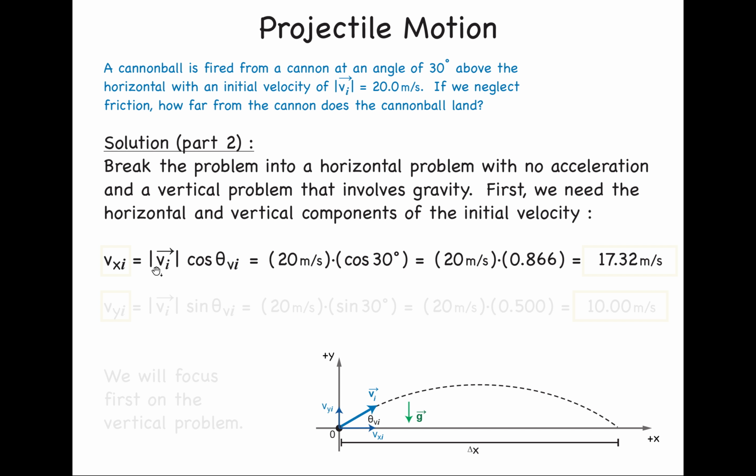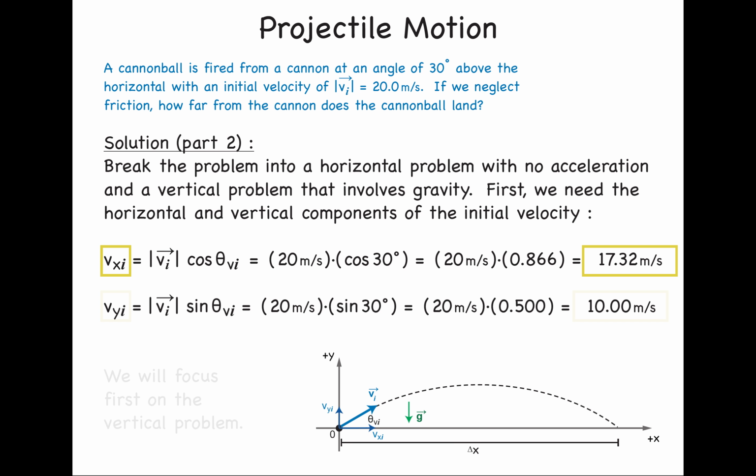The x component is just magnitude of v cosine theta, which plugging in numbers gives us 20 meters per second for the magnitude of velocity times cosine of 30 degrees, gives me 17.32 meters per second. So we'll hold on to that number. In the y direction, the y component of the initial velocity is going to be initial velocity times sine of theta, and that gives me 10 meters per second after we plug into the calculator.